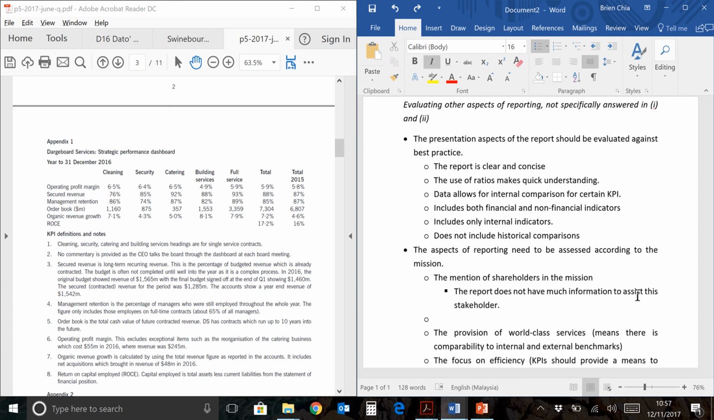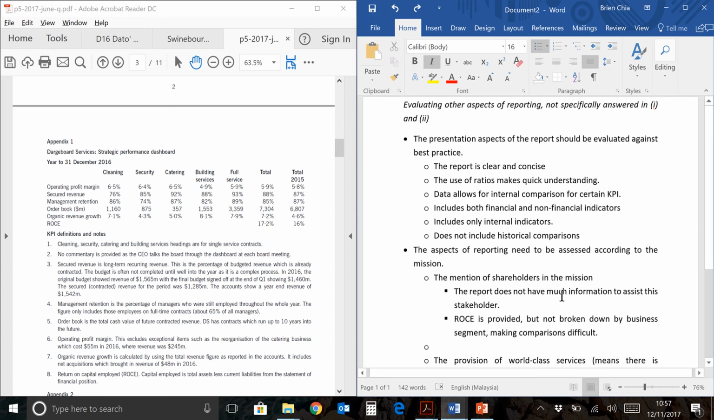Okay, this report does not have much information to assist this particular stakeholder, which is the shareholders. You have, among the items here, operating profit margin, revenue, and order book and revenue growth. It does provide some indication of growth and the current profitability. But one very key aspect, shareholder returns, is not really covered because you only have ROCE and it is not split by business segment. They only give you as a total.